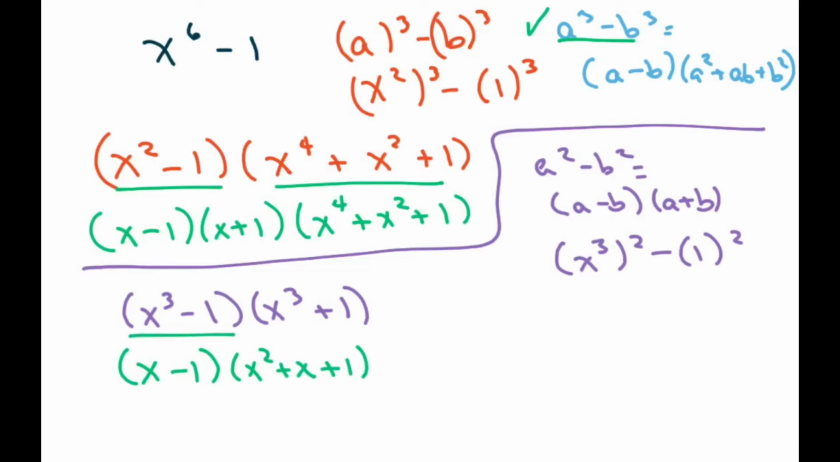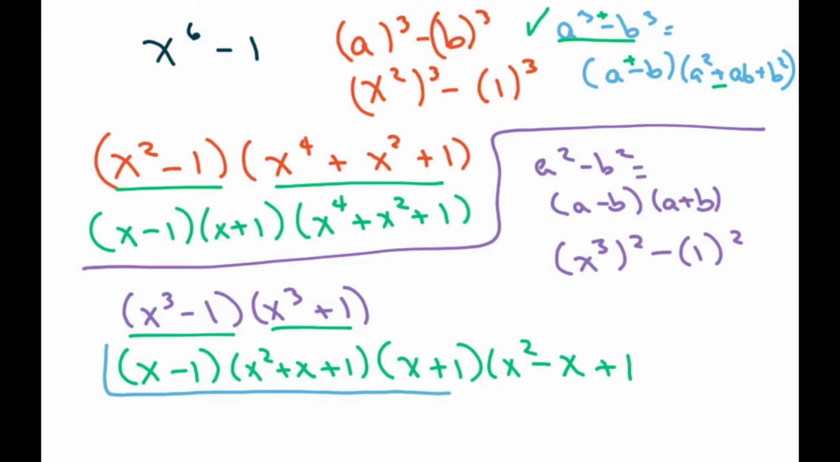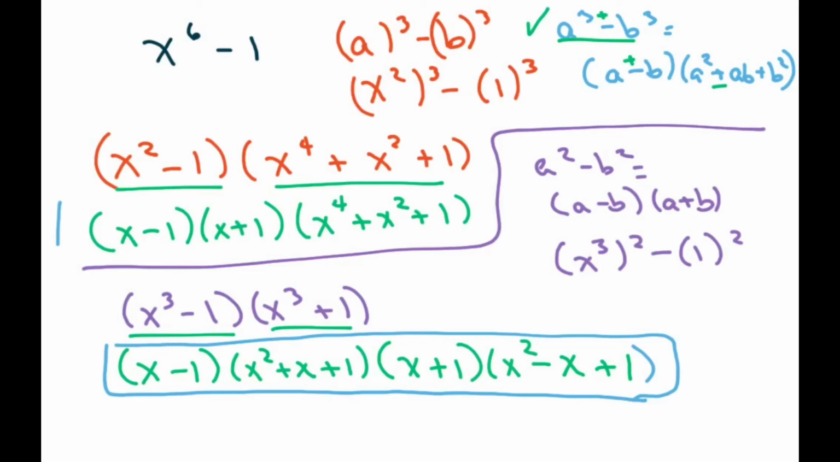And this one, if it has a plus, the plus just goes plus, plus, minus. So for this one, it's the same thing. You get x plus 1 times x squared minus x plus 1. So notice the two different answers that we get based on how we started out. Okay? So both of these are legitimate answers.